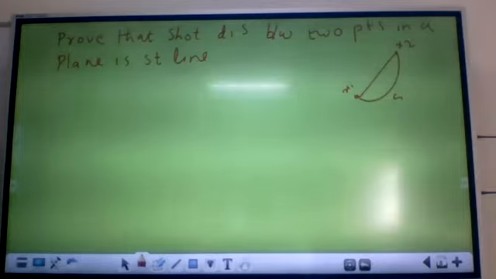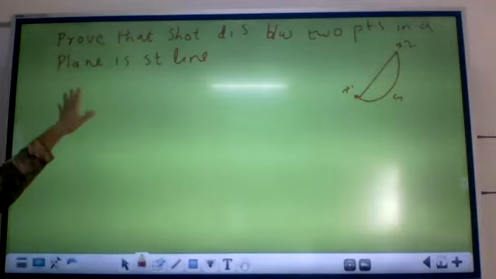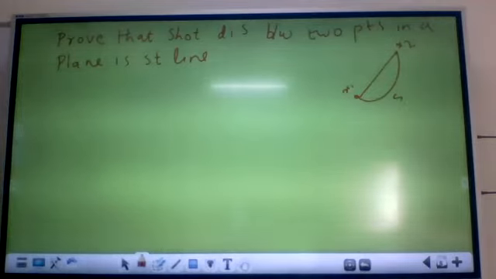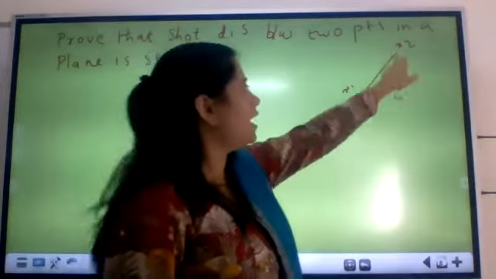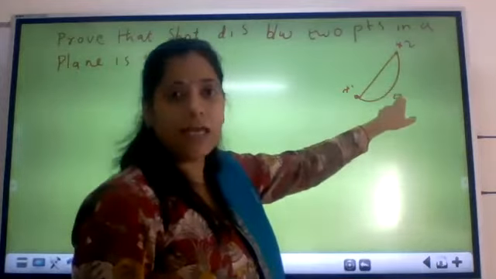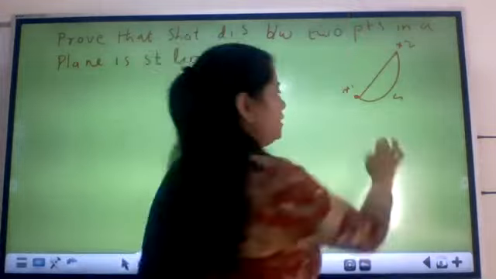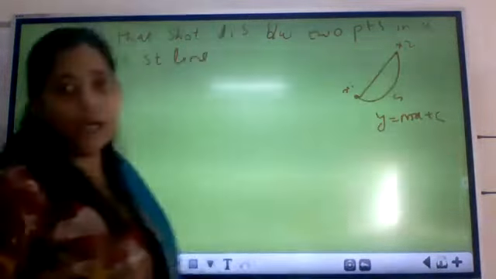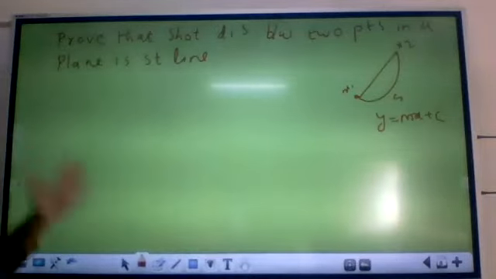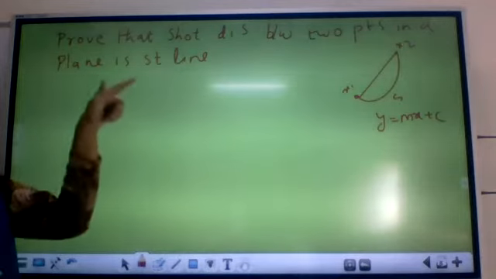On the first question, my question is: prove that the shortest distance between 2 points in a plane is a straight line. X1 and X2 are 2 points. I have joined them with a length S, and I am saying the shortest distance is a straight line. Straight line means y is equal to mx plus c format. We will see at the end whether we are getting it or not. Let us now first start. I am talking about this length.